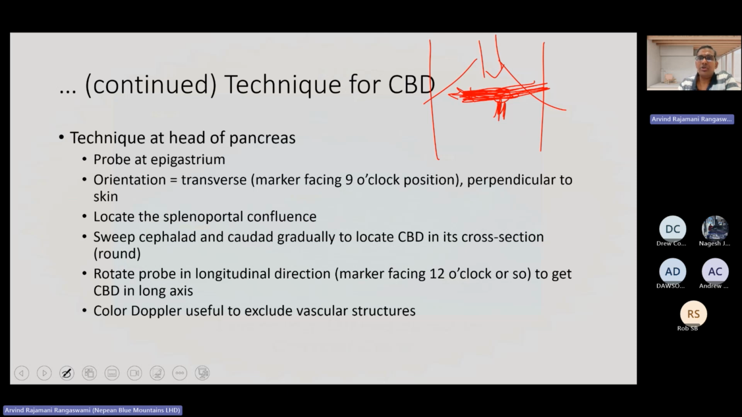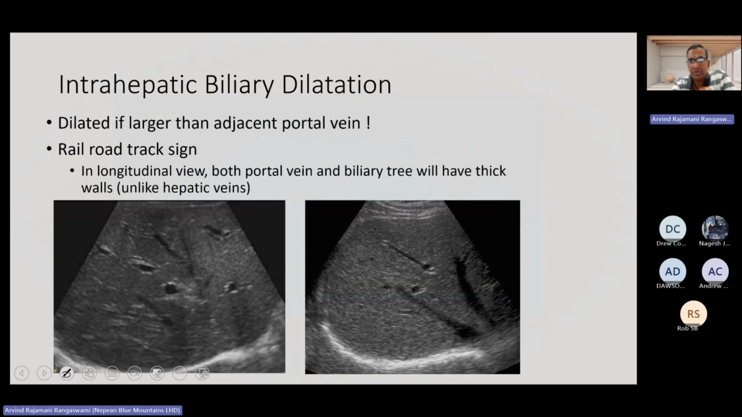And here, what you do is you just look at my hand now. You sweep the probe cephalad and caudad at somewhere near the splenoportal confluence, and you can then get the CBD in its cross section, and then you start rotating it to get it in its long axis. Color Doppler is something that you can use to exclude blood-filled structures.